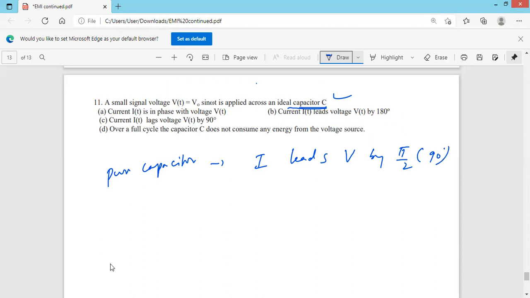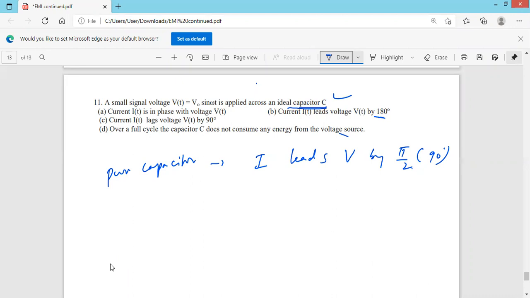So is there any option here? Current is in phase with voltage. Wrong. Current is in phase with voltage in a pure resistive circuit. Current leads the voltage by 180 degrees. Wrong. Not 180 degrees, it's 90 degrees. Current lags voltage by 90 degrees. This is the inductive case. In an inductive circuit, the current lags the voltage.